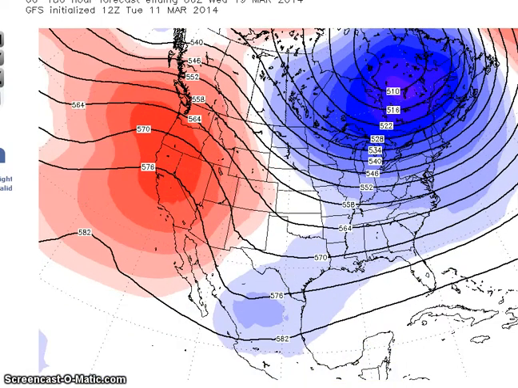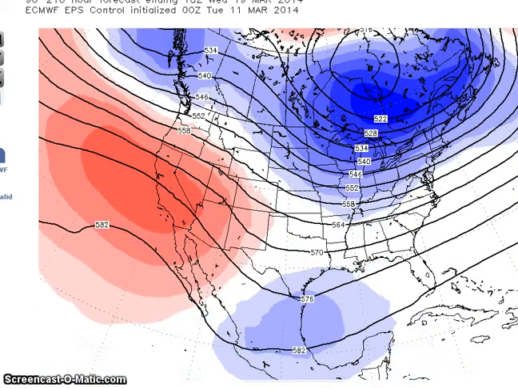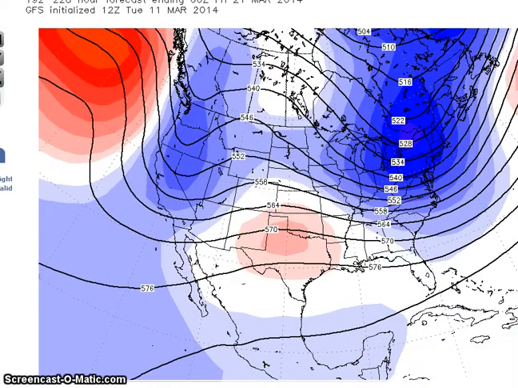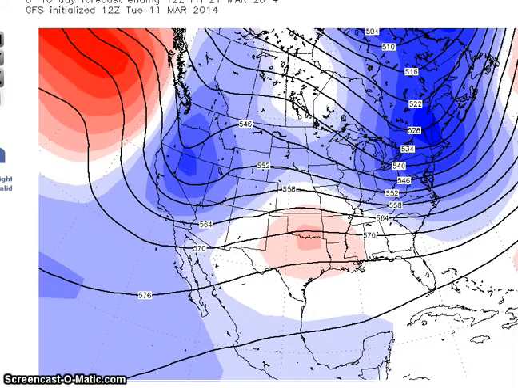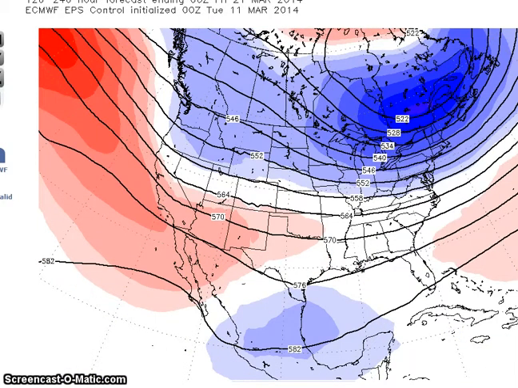This is the 19th, and then we're going to go to the ensembles. See, it's showing a flattening of the flow, and then we go all the way to the 21st. And you can see here that the European is basically a zone of flow with the below normal heights to the north and near to above normal heights to the south.